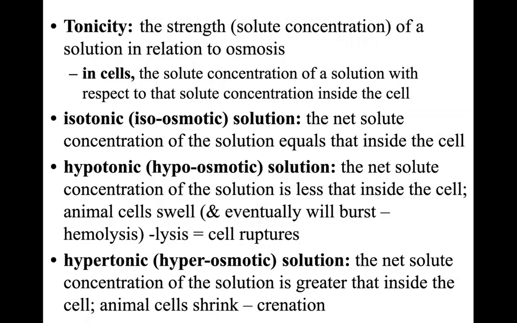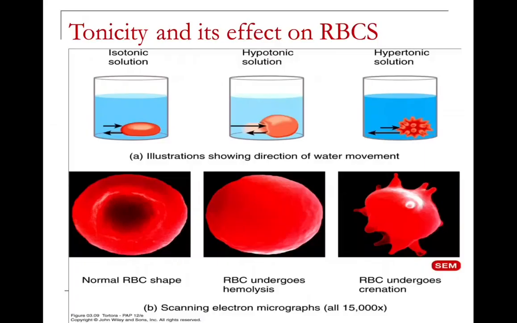When you have something that's isotonic, the net solute concentration of the solution is the same as what's inside the cell. If it's hypotonic, the net solute concentration of the solution is less than what's inside the cell. So in an animal cell, water is going to move into the cell and eventually it will burst. If it's a red cell, we call it hemolysis. If it's hypertonic, the net solute concentration of the solution is greater than that inside the cell. So for an animal cell, it's going to pull the water out and the cell will shrink. We refer to this as crenation.